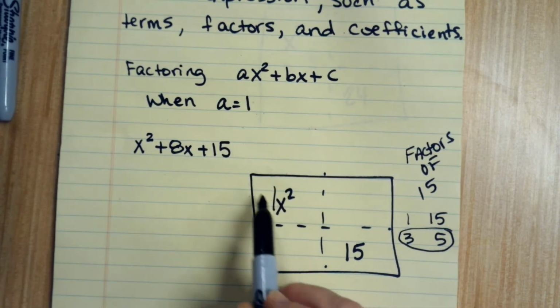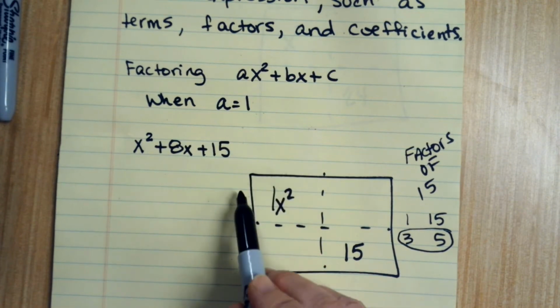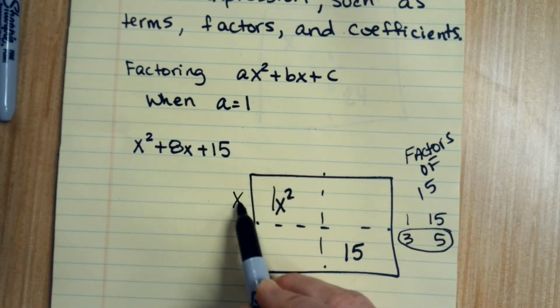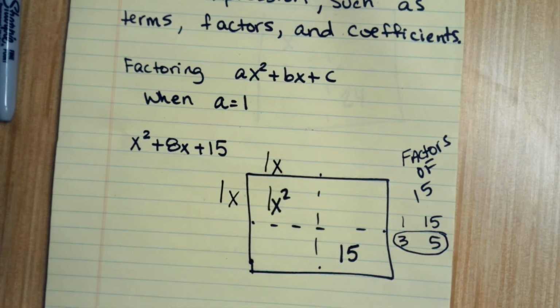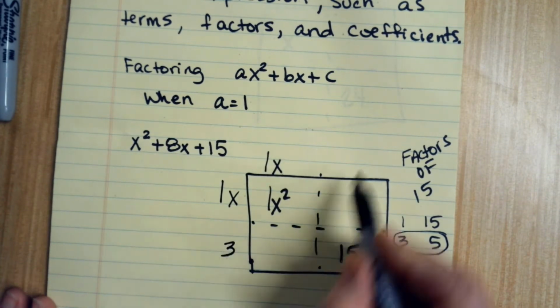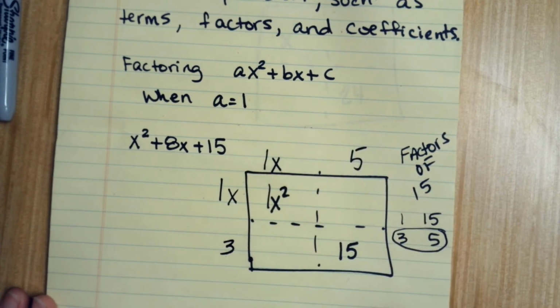So what did we multiply together? Length times width is going to give me the area here. And what did we multiply together to get 1x squared? We multiplied 1x times 1x. Those ones are optional, but sometimes we need to see them there so we realize what we're doing. What would we multiply together to get 15? We can multiply 3 and 5.